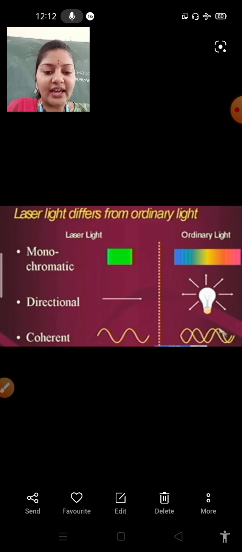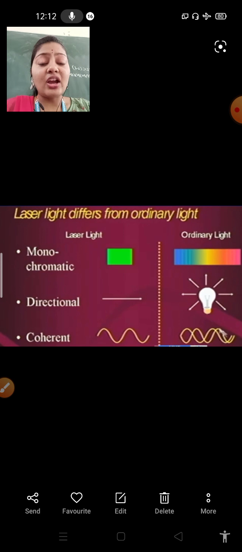And when compared to the directionality, laser light has a single direction, but an ordinary light source emits light in all directions and spreads out, whereas laser light has almost zero spreading. And coming to the coherence property, laser light has high coherence, but ordinary light does not obey the coherence property. So this is the major difference between laser light and ordinary light.